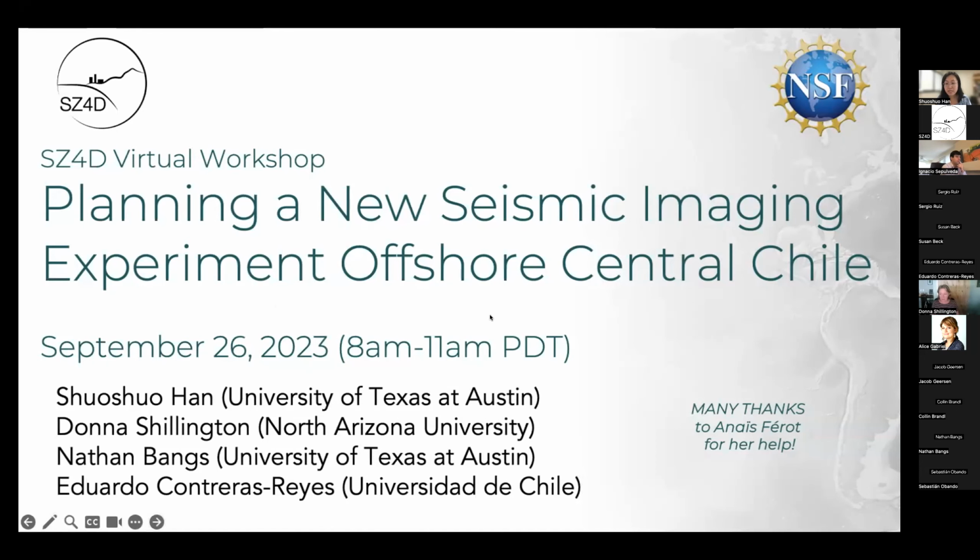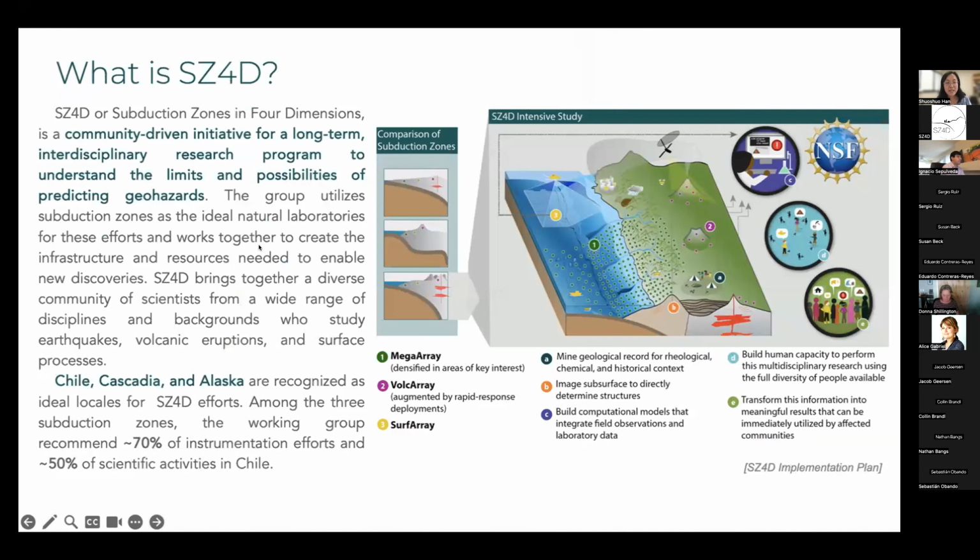So I would like to start with a very brief introduction of SZ4D. SZ4D, or Subduction Zones in 4 Dimensions, is a community-driven initiative for a long-term interdisciplinary research program to understand the limits and possibilities of predicting geohazards.